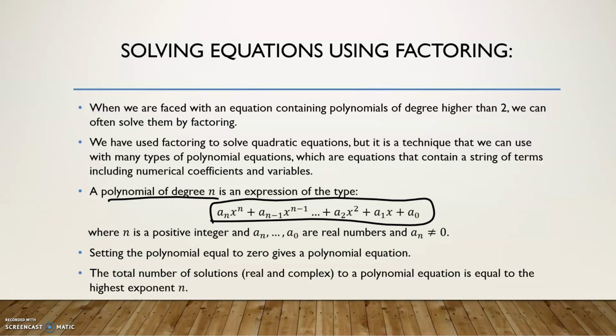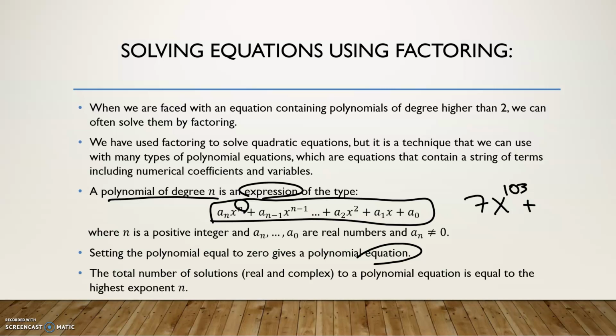It's really just any type of polynomial, and this is just saying that n can be raised to any number. So it could be like 7x raised to 103 plus, and you just keep on going down until you have a constant. Setting the polynomial equal to 0 gives a polynomial equation, whereas if it's not set to 0, it's just called an expression. But when you set this thing equal to 0, well, now it's a polynomial equation.